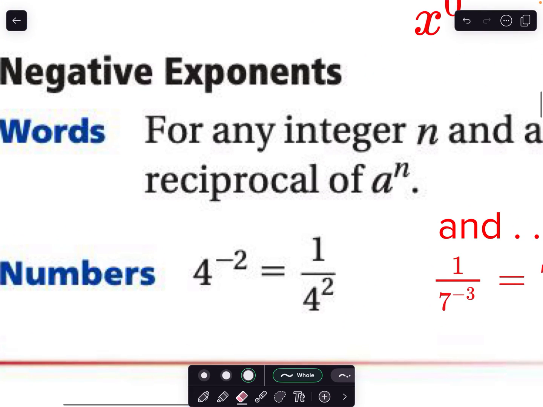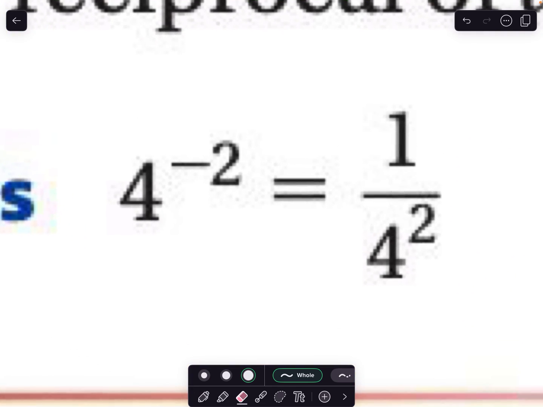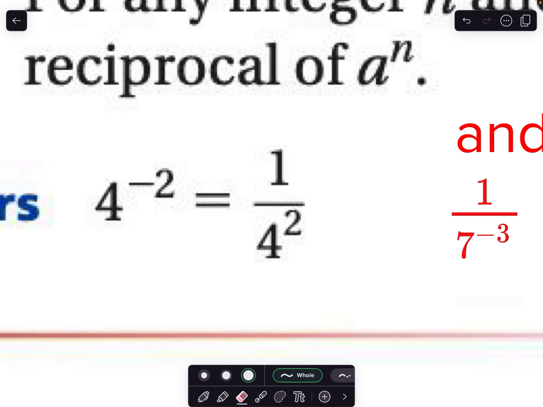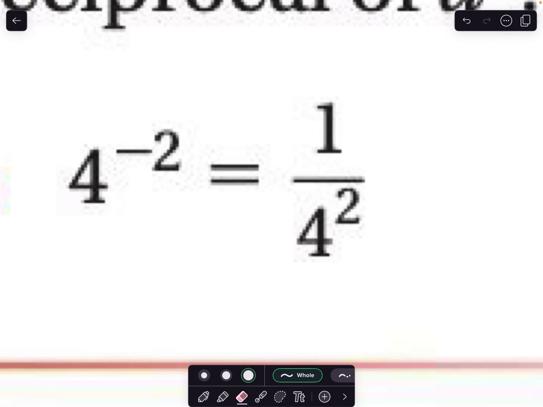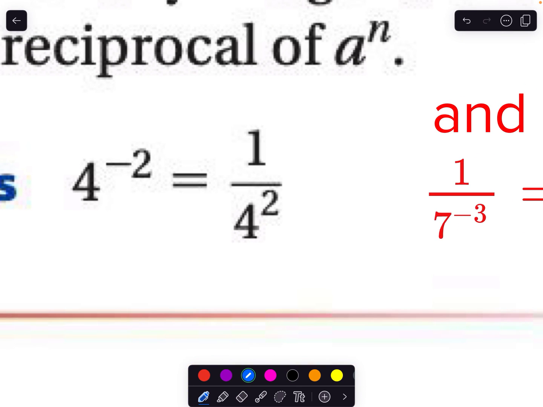A negative exponent, so if you have 4 to the negative 2, that's the same as 1 over 4 to the second power. So it's kind of like this negative 2 means it's going to go down in the denominator of a fraction. The 2 will go down there. When you flip it down there, the negative goes away and it becomes a positive. So instead of 4 to the negative 2, it's now a fraction, 1 over 4 squared.